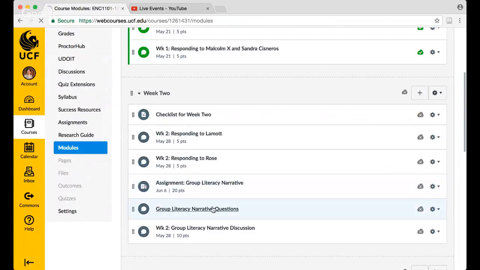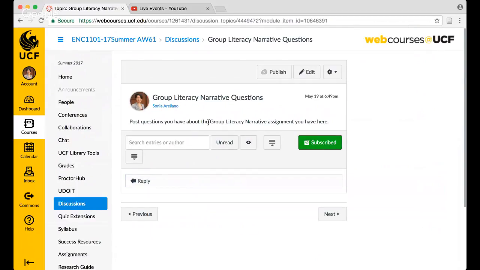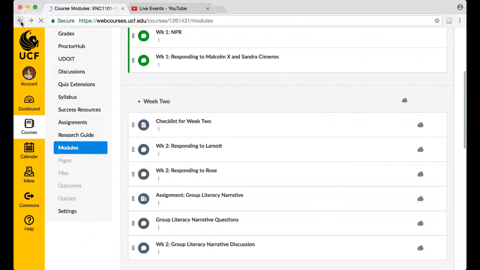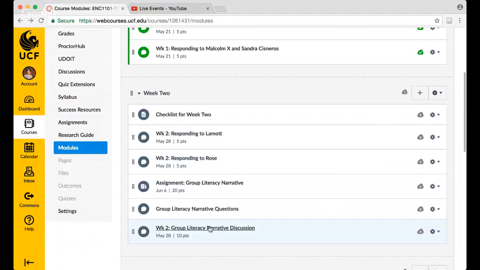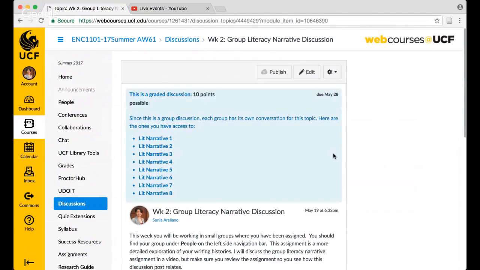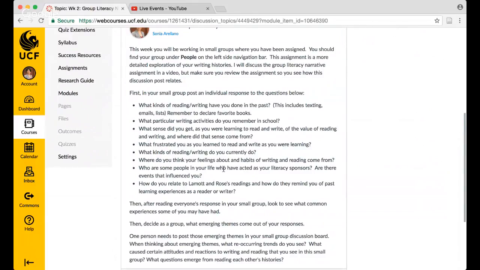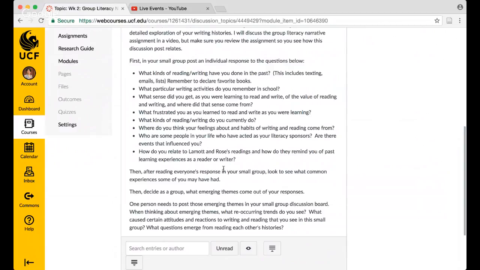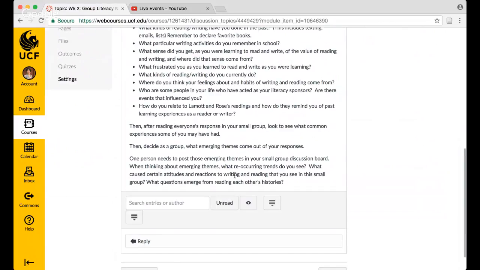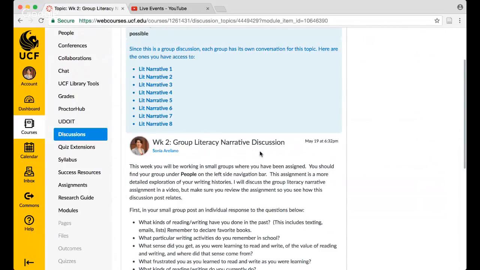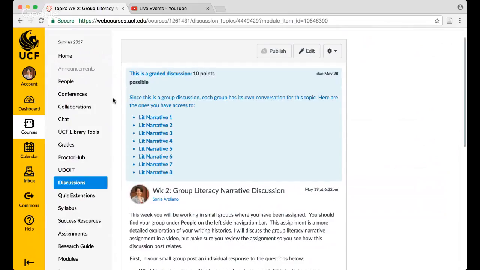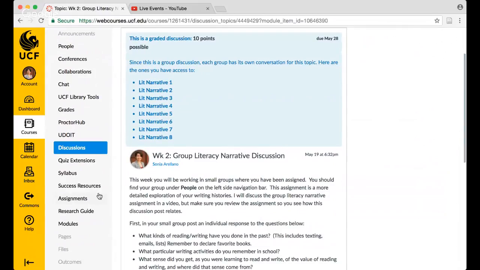the group literacy discussion. Sorry, not the questions, the discussion is what I meant. You can see here, looking at your discussion, I ask what you need to think about individually, and then how you'll collaborate after that to come to what your group literacy narrative is going to focus on. So that's your work for the week.